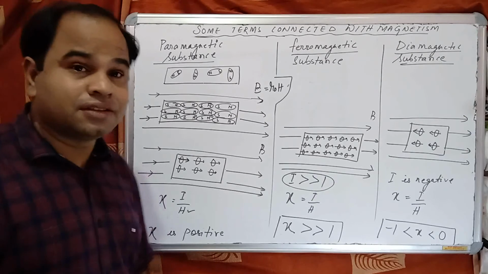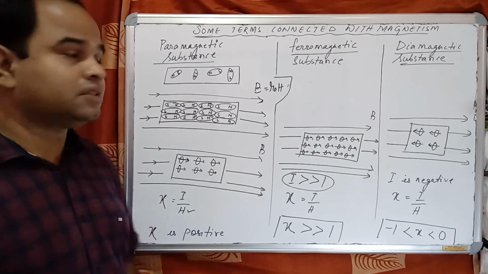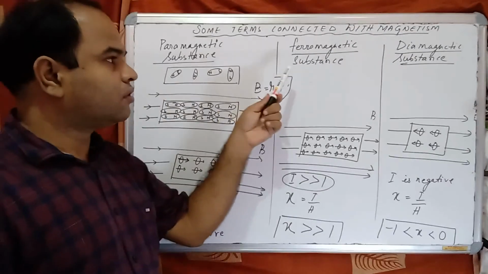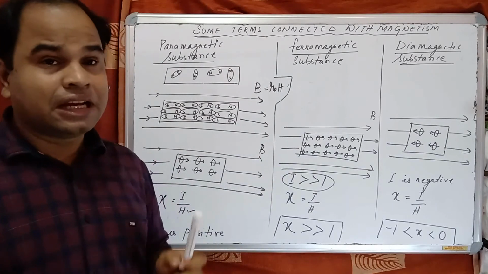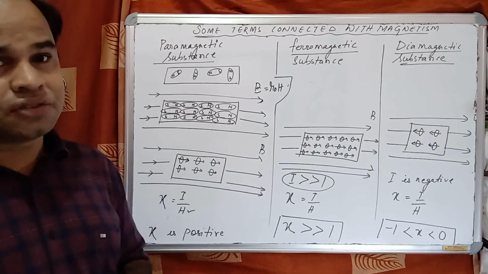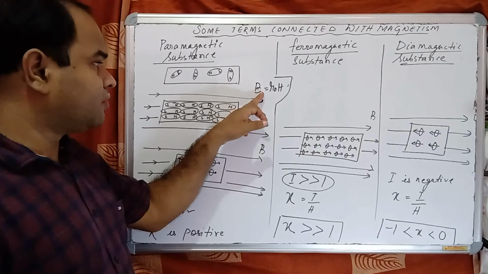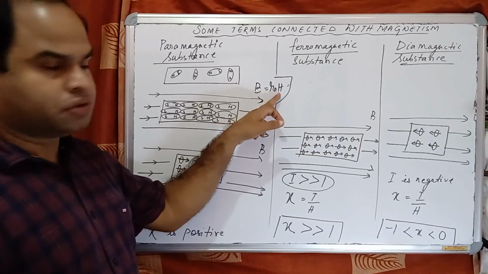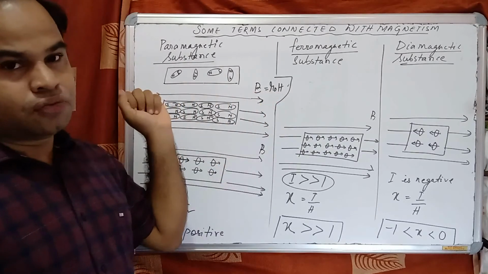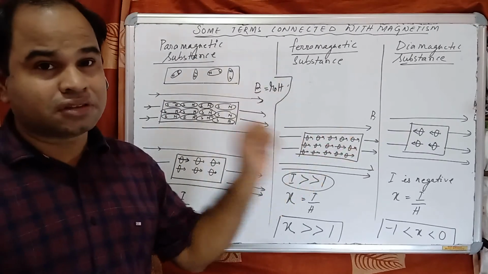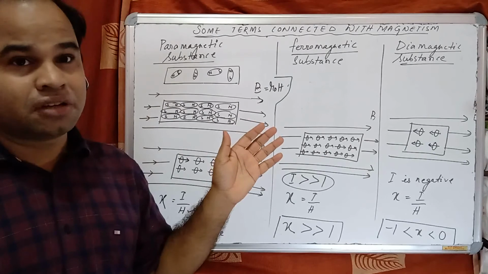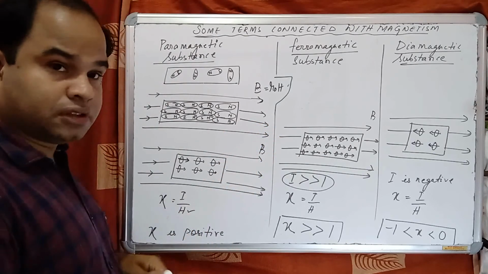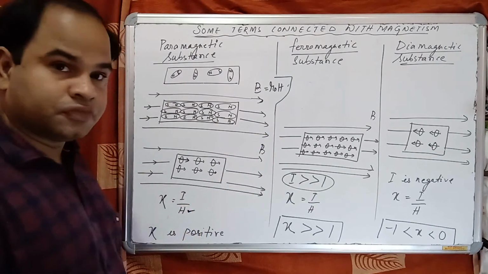Let us consider three magnetic substances, that is paramagnetic substance, ferromagnetic substance, and diamagnetic substance, and let us keep all these three substances in an external magnetic field, that is B. So B is equal to mu H. For all these three substances placed in the external magnetic field, H is constant.